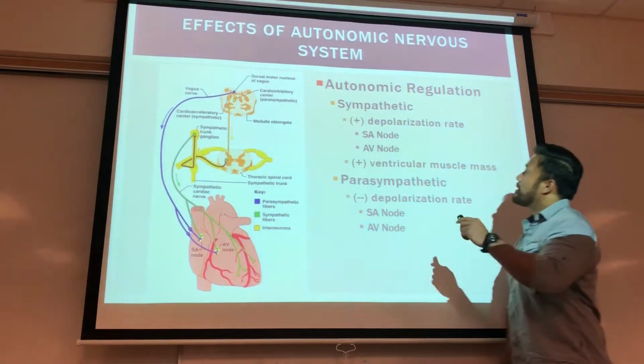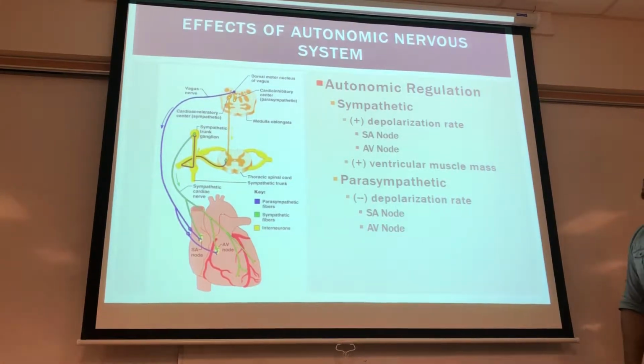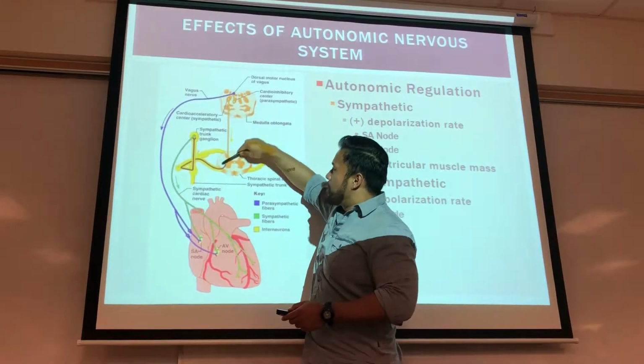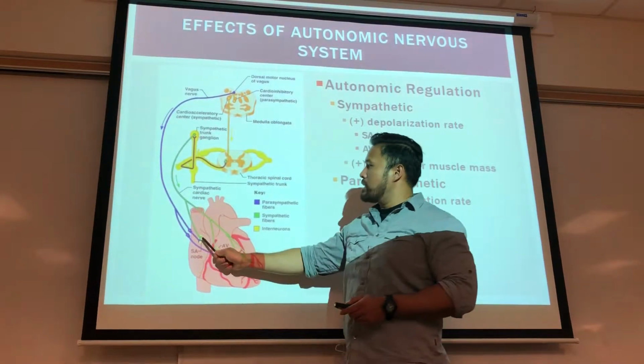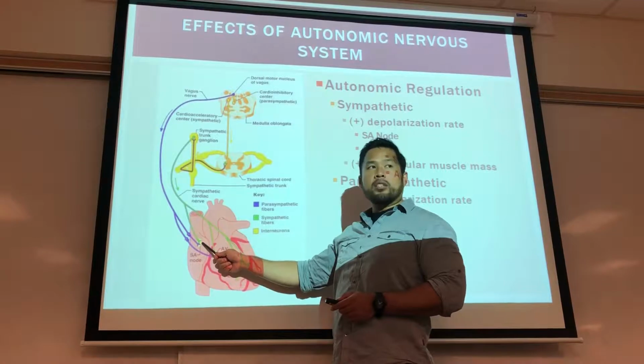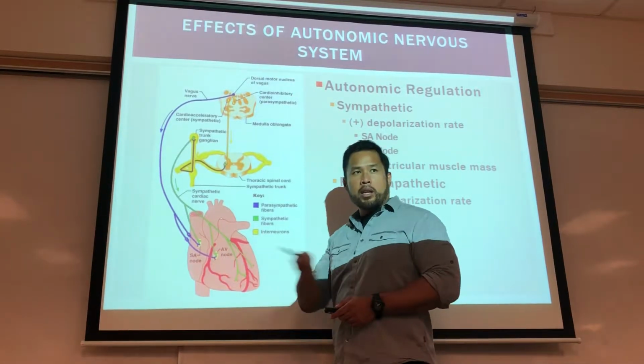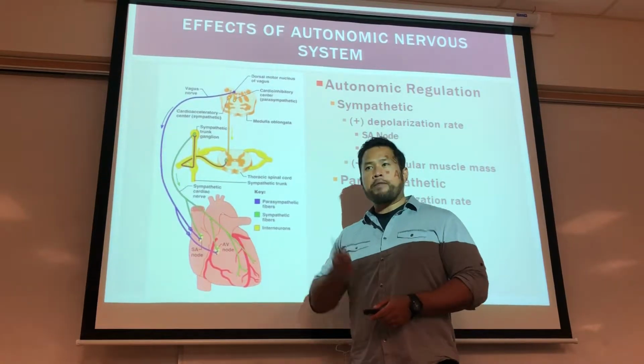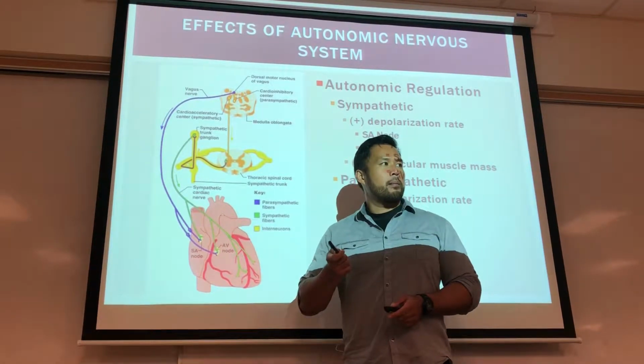So you'll note that if we get excitation of the sympathetic pathways to the heart, we're going to stimulate a higher depolarization rate, meaning we're going to increase the pacemaker potential of the SA node and the AV node to fire at an even faster rate.